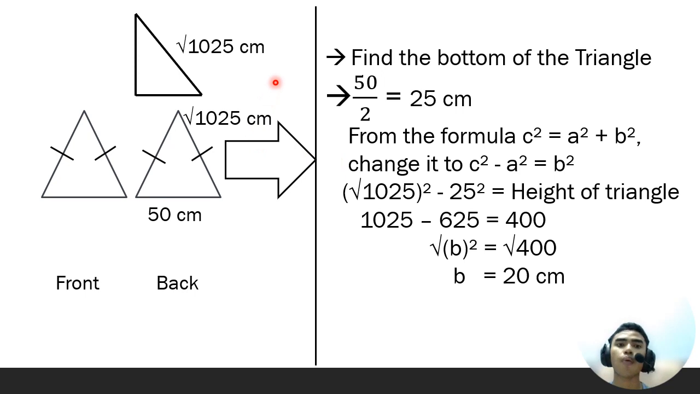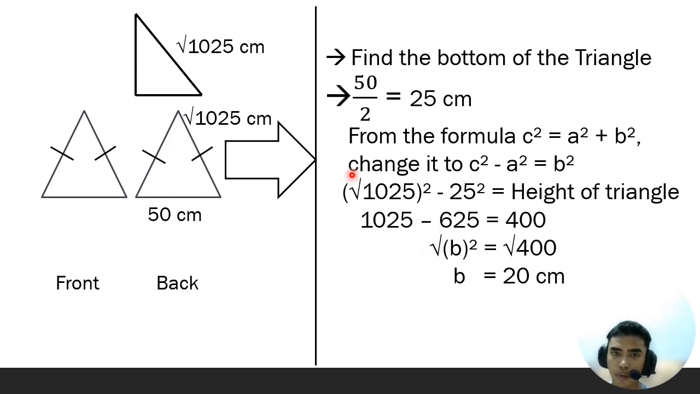Here we have the triangle side, which is on the top. First we need to find the bottom of the triangle, because the area of a triangle is 1 over 2 times the bottom times the height. So 50 divided by 2 is equal to 25. Because we want to find the height, we need to use the Pythagorean theorem. Rearranging, c squared minus a squared equals b squared, where c is the hypotenuse, so 1025 squared minus 25 squared equals the height squared.